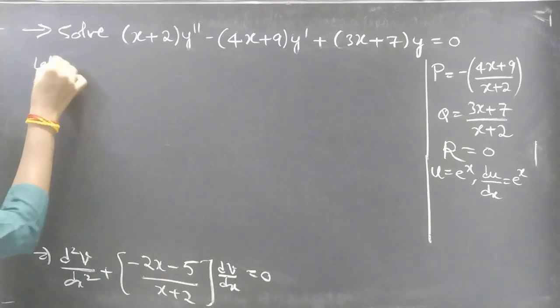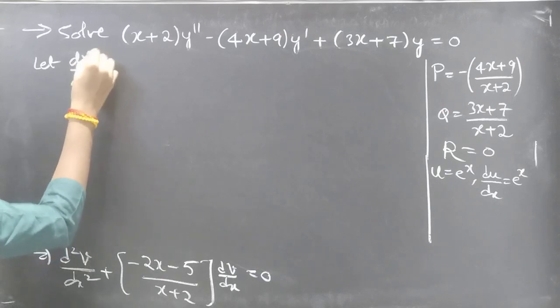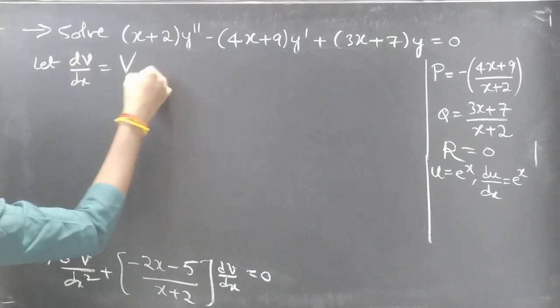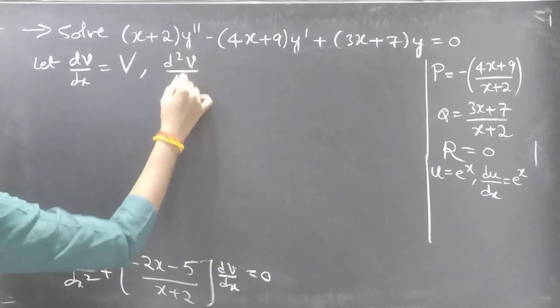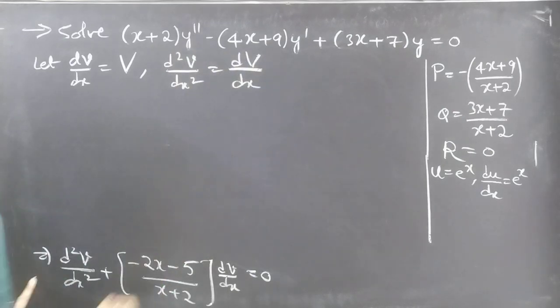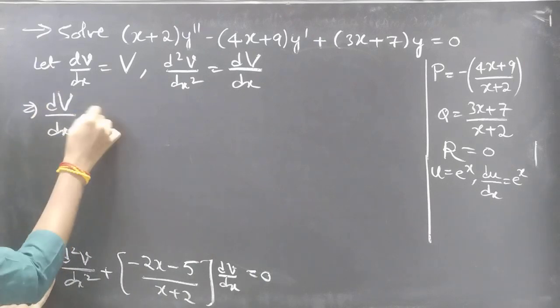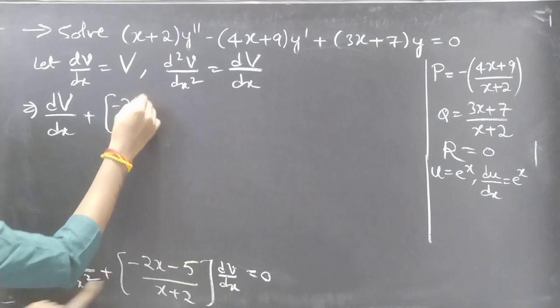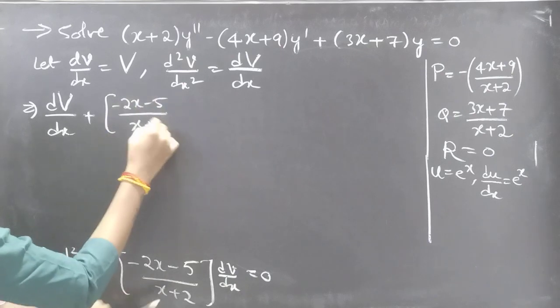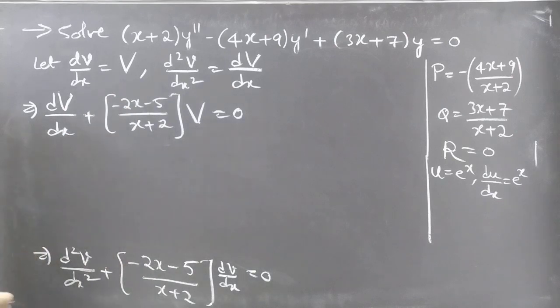Let dv/dx, d small v by dx, equal capital V, then d²v/dx² will be dV/dx. This equation becomes dV/dx plus (2x minus 5) by (x plus 2) into V equal to 0, right?